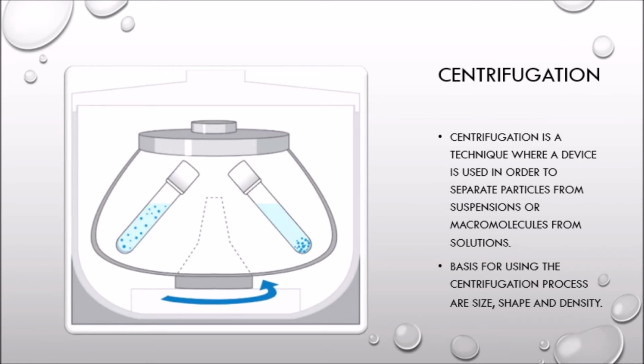Centrifugation was used in the experiment in order to get the collagen spike extract after the process of defatting the sample. Centrifugation is a technique where a device is used to separate particles from suspension or macromolecules from solutions. The basis for the centrifugation process is size, shape, and density. The limitation of centrifugation is that it can only be used when the dispersed material is denser than the medium in which it is dispersed.